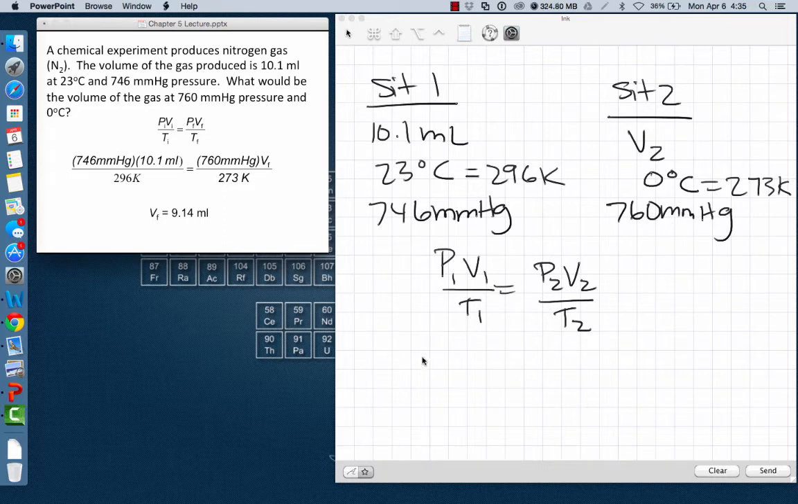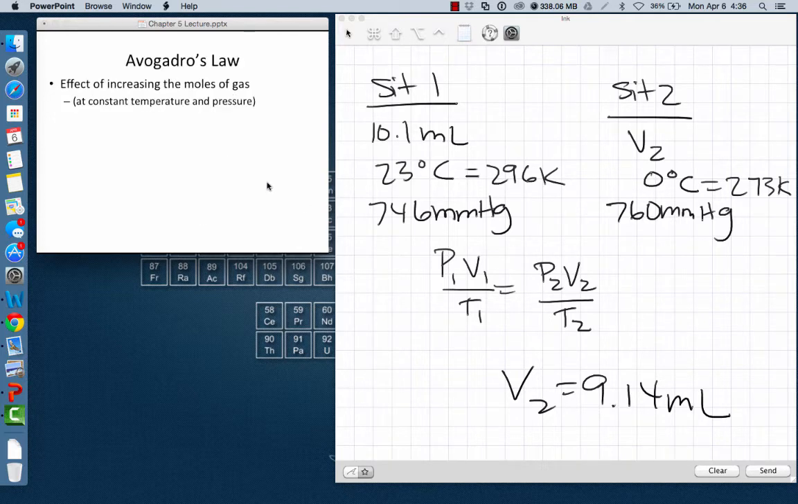9.14 milliliters. So this makes sense. It didn't go down that much because we had 10.1 milliliters before. Because we changed the temperature, but at the same time we changed the pressure. So we're doing different things there.